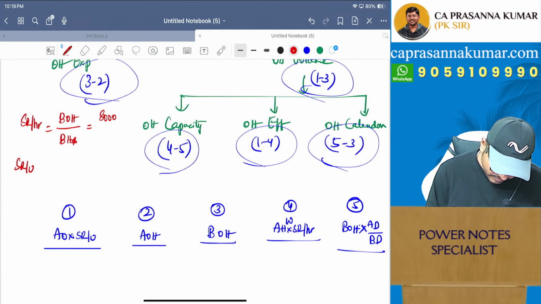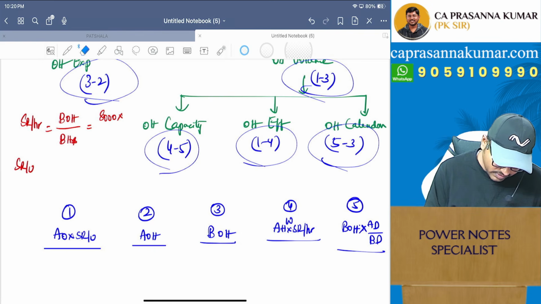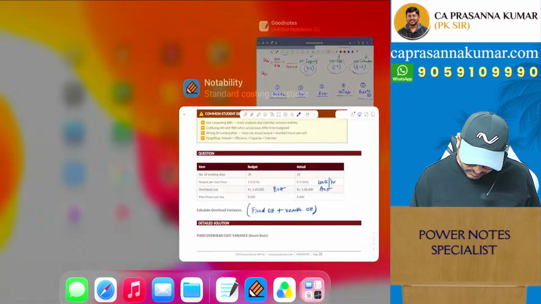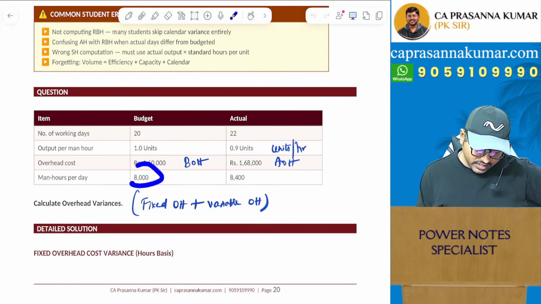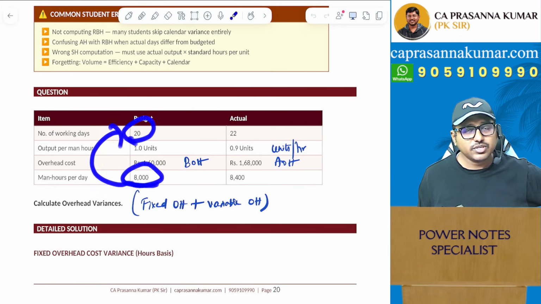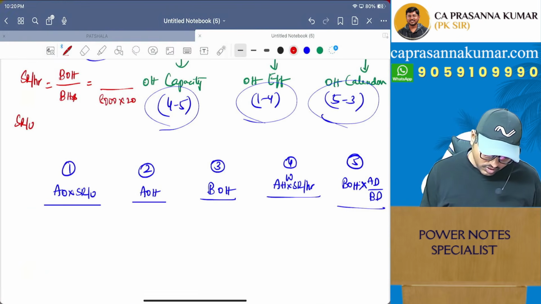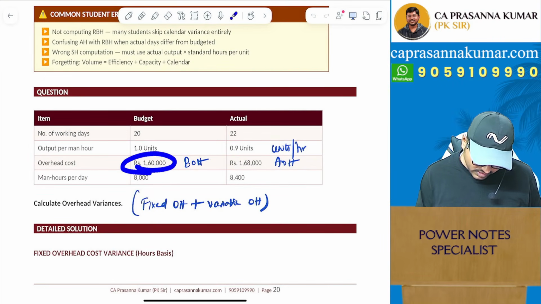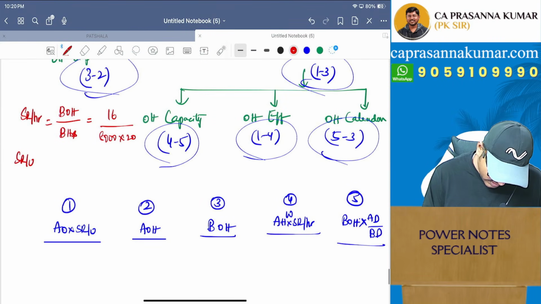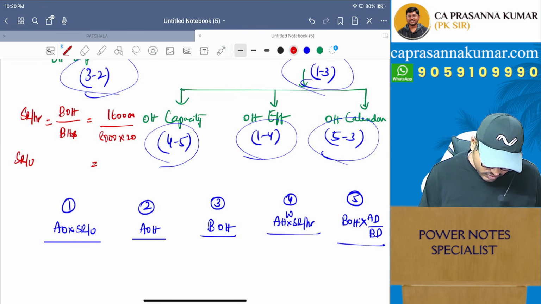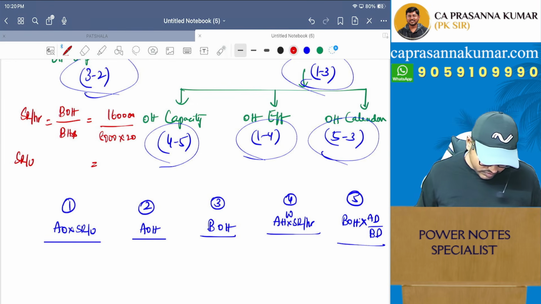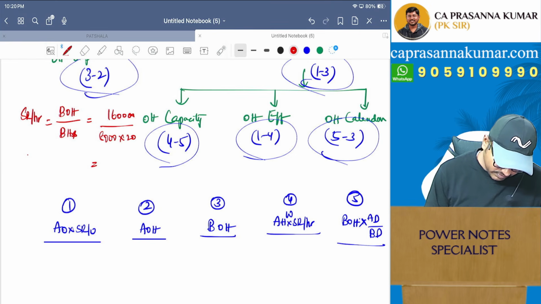8,000 into 20 hours. Why 8,000 into 20? For that particular month, every day 8,000 hours, and 20 days are there. So 8,000 into 20 days. For that entire month, total hours will be 8,000 into 20. Now, budgeted overheads, it is given in the question, 1,60,000. So 1,60,000 divided by 8,000 into 20 is how much? 1,60,000. Standard rate per hour is 1 rupee.